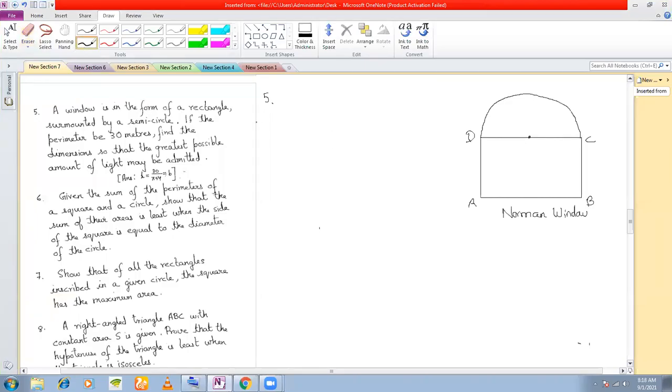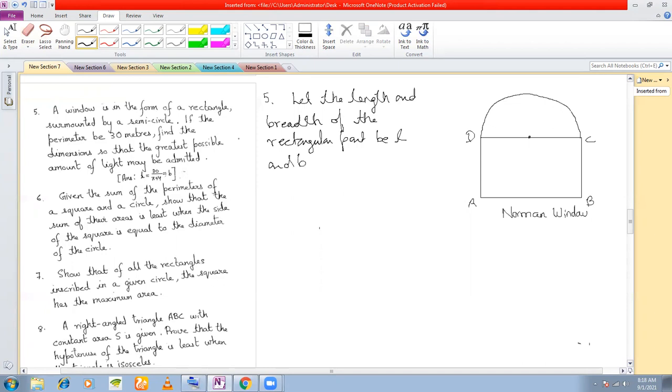So we start this problem by saying that let the length and breadth of the rectangular part be L and B. Okay. So let's label it here.